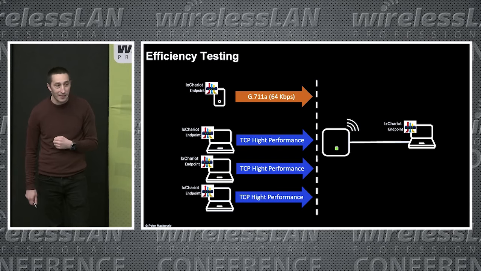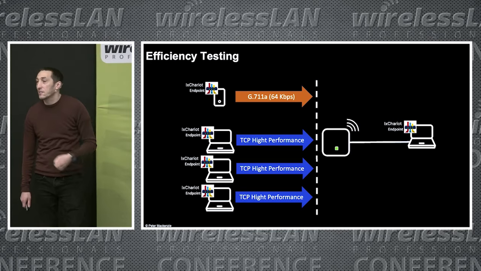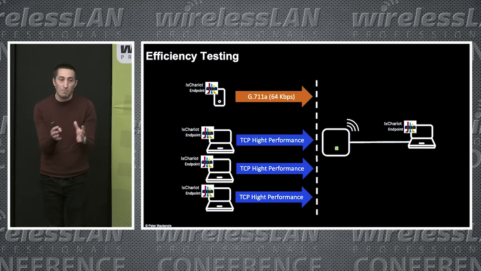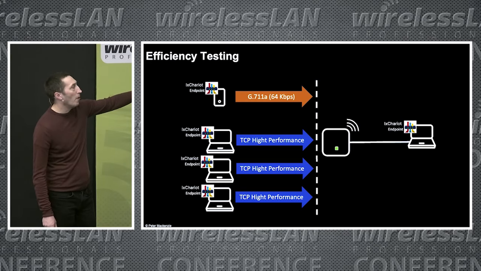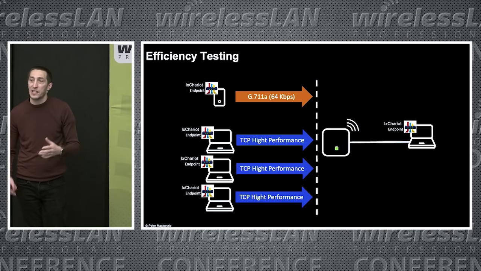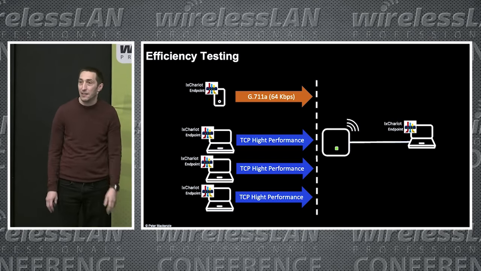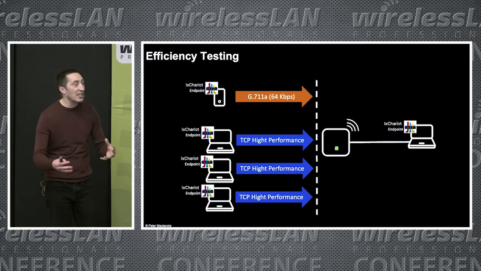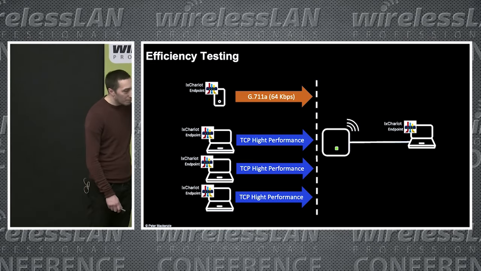Well, this was a test I came up with. I used IX Chariot. For those people that don't know, it allows you to simulate traffic on multiple endpoints across a network. So I had three devices doing high performance TCP traffic. That is one of the traffic profiles IX Chariot has. It's just sending lots of TCP data. And then I had one client doing G711A voice traffic across my network.